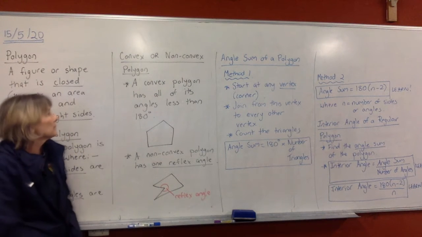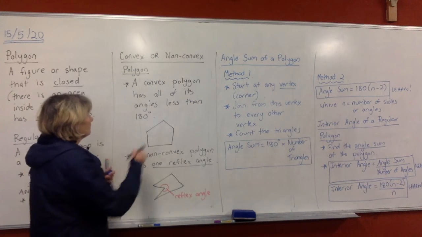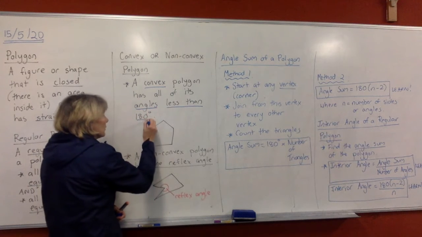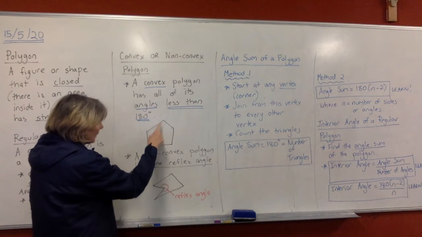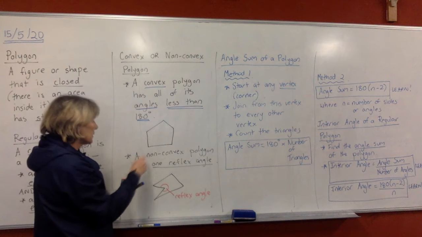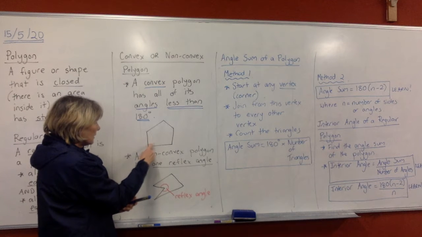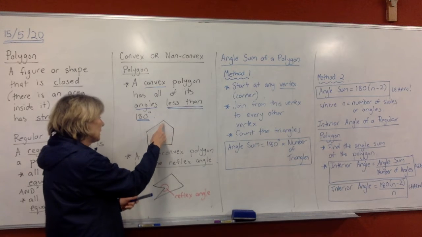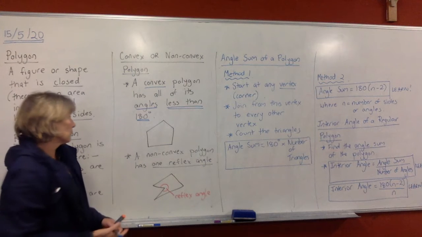Okay, so the next thing you have to learn is convex or non-convex polygon. You did do this in Year 7, but just a reminder, a convex polygon is one where all the angles are less than 180 degrees. So if you look at this shape here and look at every angle, they all look like they're less than 180 degrees. This one looks like it could be a right angle, 90 degrees, that's less than 180. That looks like an obtuse angle, so that's less than 180. So they're all going to be acute or right angles or obtuse angles.